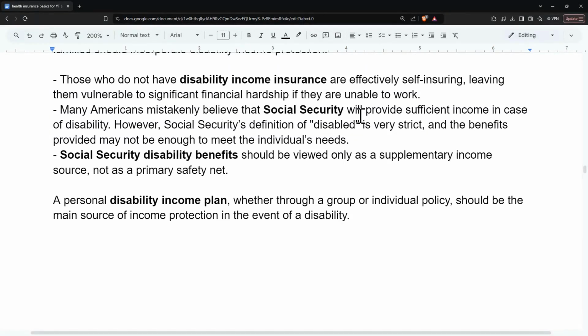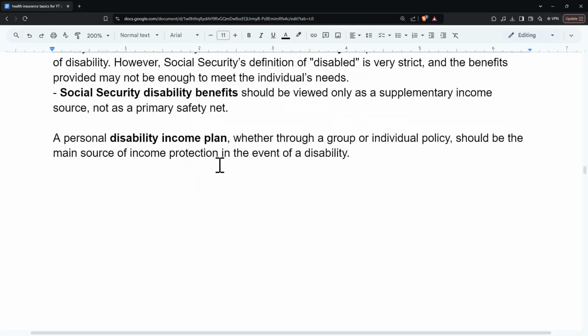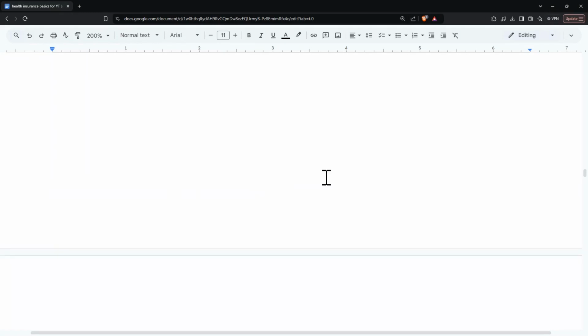Many people believe Social Security will provide income if they're disabled, but Social Security's definition of disabled is very strict, and the benefits may not be enough to meet the individual's needs. So, Social Security is super strict. Like, I have a friend who is definitely 100% disabled, and it was very hard for him to qualify for Social Security disability benefits, even though he's got a real disability, right? They should be viewed as supplementary income, not as a primary safety net. So someone should get a personal disability income plan for the main source of income protection in the event of a disability. They should not rely on Social Security. Okay.